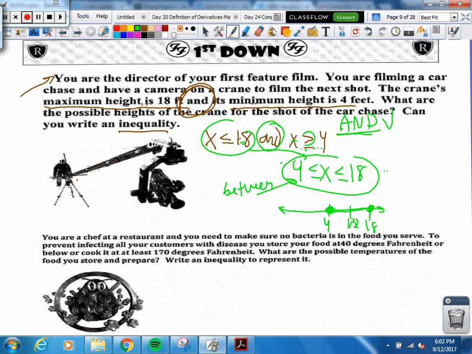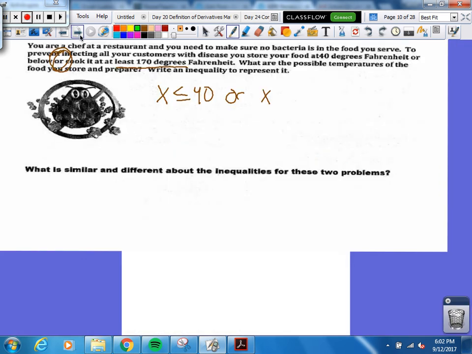Check, got it. Okay, let's try another one. Let's look at this one. Okay, so read along with me. You're a chef at a restaurant, and you need to make sure no bacteria is in the food you serve. Don't want to poison people. If you're a chef, that's bad. You prevent infecting all of your customers with disease.